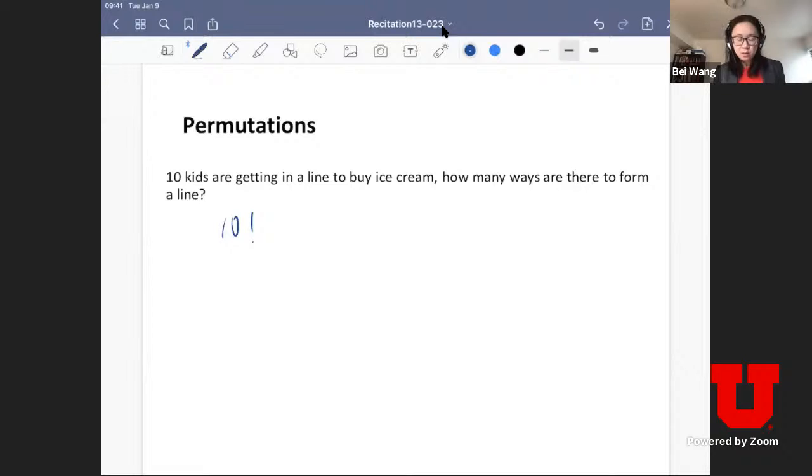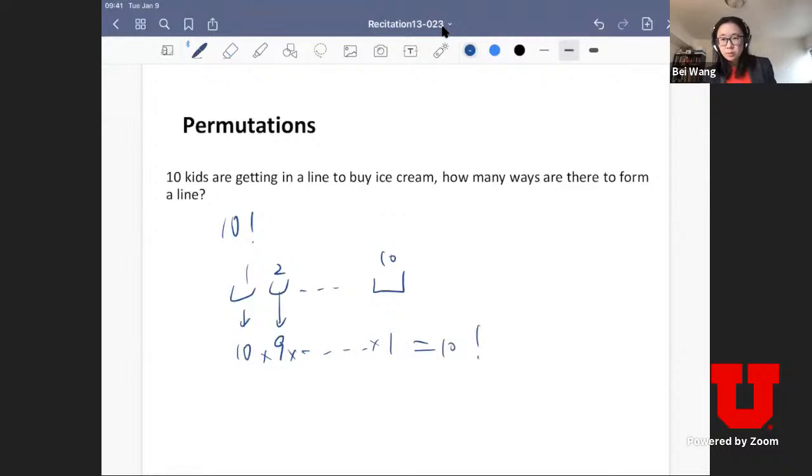If you have 10 kids getting in a line, you think about you have 10 locations that they're going to get in line. The first location, there's 10 choices. One of them can be the first person. Then the second one has 9 choices, among the rest of the 9 kids, and so on and so forth. And you multiply them together. And at the very end, the last location, you have 1 choice remaining. So that is 10 factorial, right? All right.